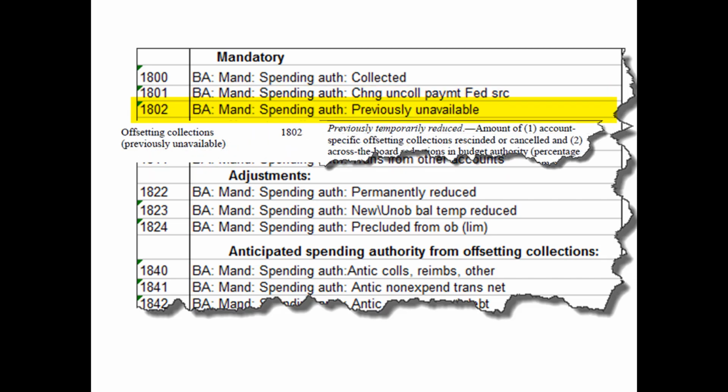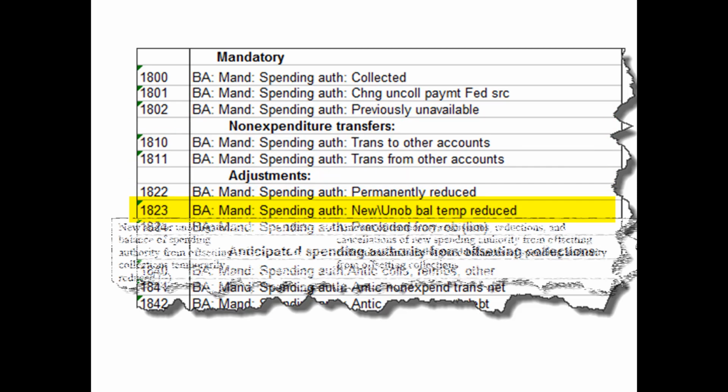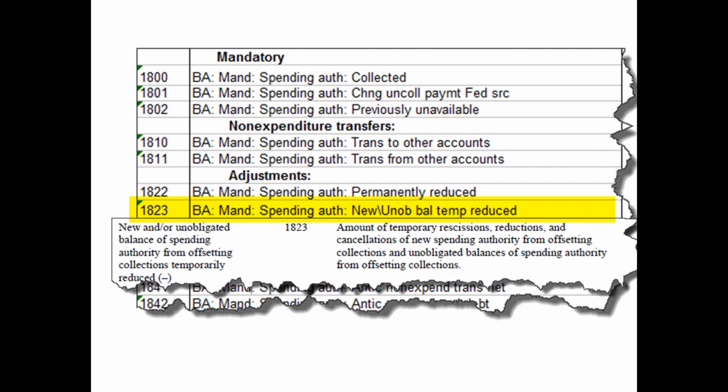Line 1802, offsetting collections previously unavailable, operates a little differently on mandatory apportionments. It still reflects the pop-up of resources previously unavailable, but in this case the amounts were temporarily reduced due to a sequester. If we use line 1802 to reflect a pop-up, you can expect an entry on line 1823, new and or unobligated balance of spending authority from offsetting collections, temporarily reduced, to reflect the amount temporarily withheld due to a sequester. Many HHS accounts have to use this pair of lines to reflect sequestered amounts.